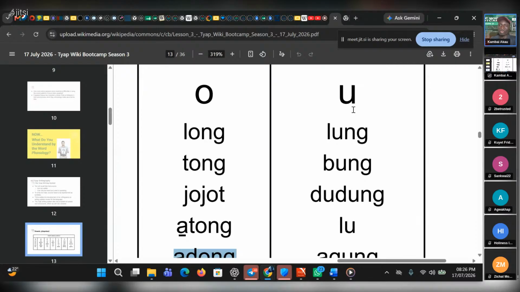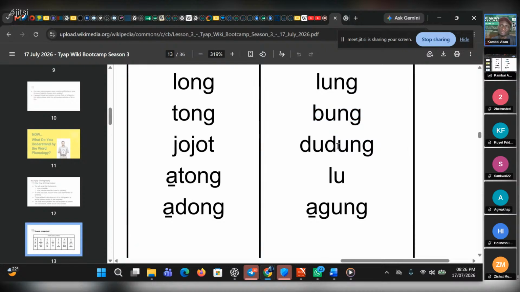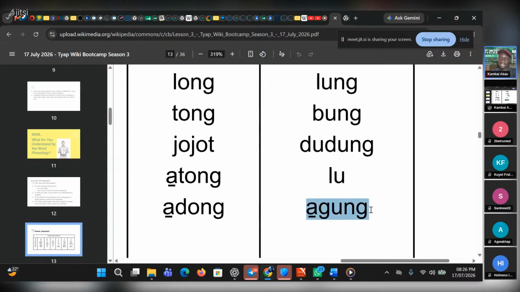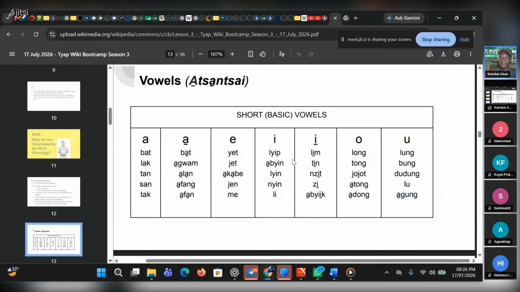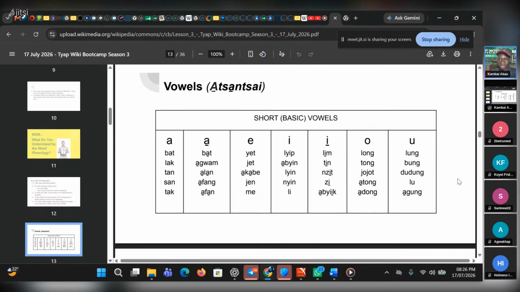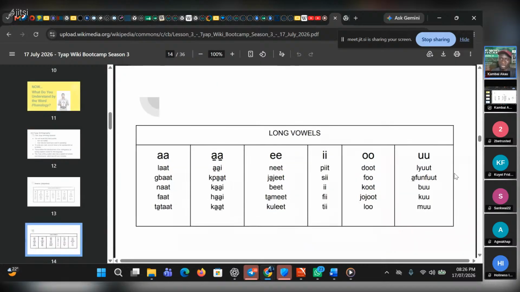And then we have the o sound: lung, to dig, boom, cap, dudung, mortar, lu, to crumble or to play hide and seek, and then ogun is hump, like that one of a cow. So we have the short monotone sounds of Tyap. English has all of these sounds, but in different words. You may not be able to differentiate between them until you study language very well.